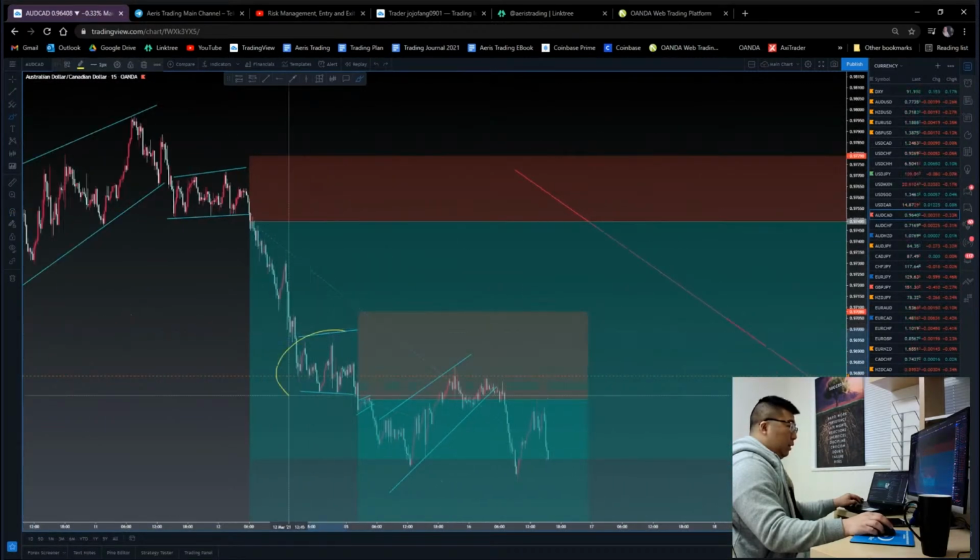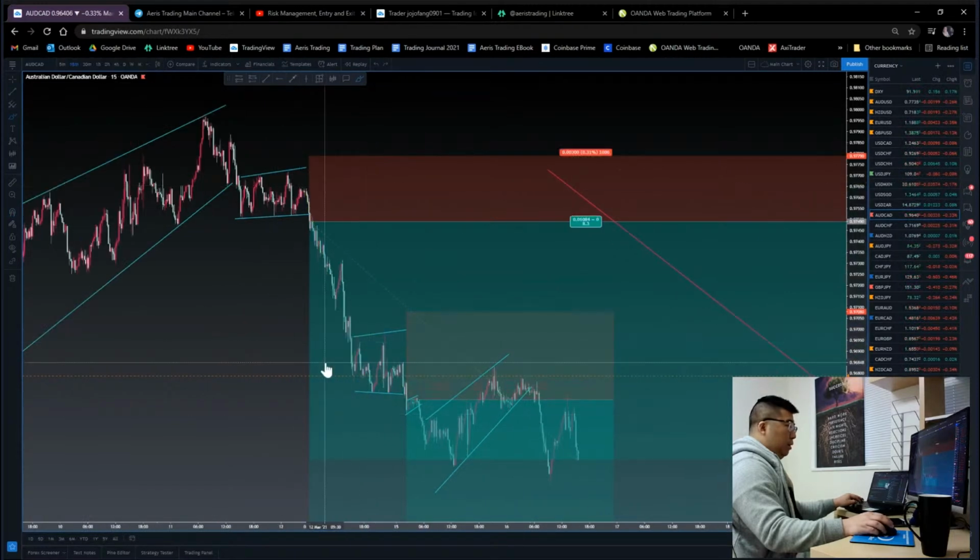Okay, and the second entry, same idea, we impulse down, right? And there is a correction here, so I set an entry order here, put my stop loss above the high.